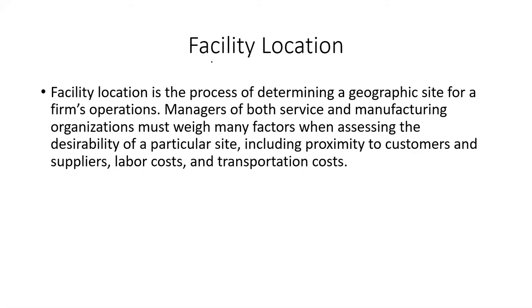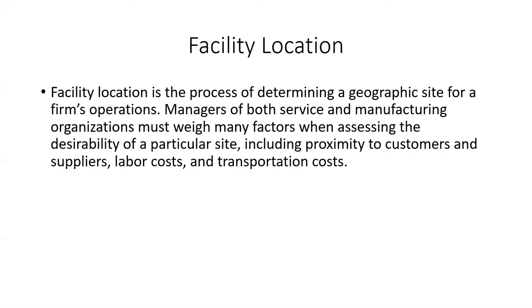Now let's see from here. Facility location is the process of determining the geographical site for a firm's operation. Managers of both service and manufacturing organizations must weigh many factors when assessing the desirability of a particular site. To decide whether a particular site should be selected or not, we use different types of methods. Don't worry, the methods are in upcoming slides.